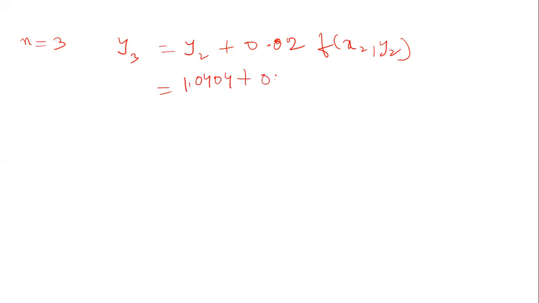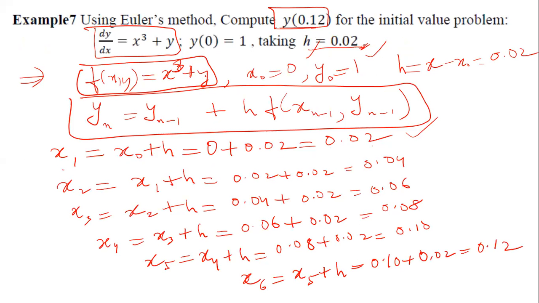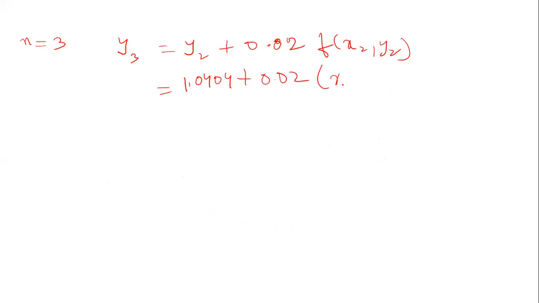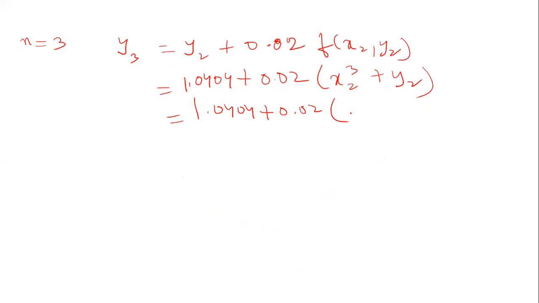1.0404 plus 0.02, and the functional form here is x cubed plus y. So x cubed plus y means x2 cubed plus y2. So this is 1.0404 plus 0.02, and our x2 is 0.04, so 0.04 cubed plus 1.0404. Like this, I think you can continue. Like this, you will continue using your Euler formula.